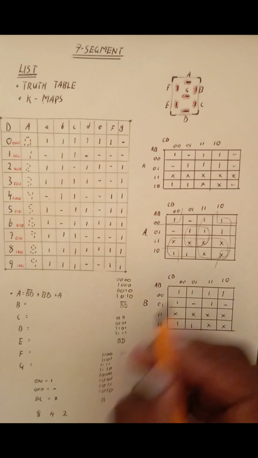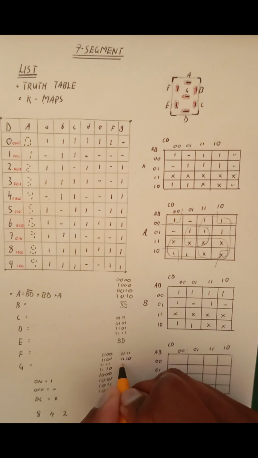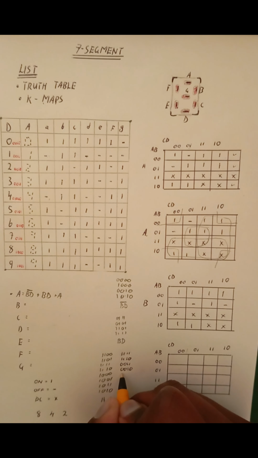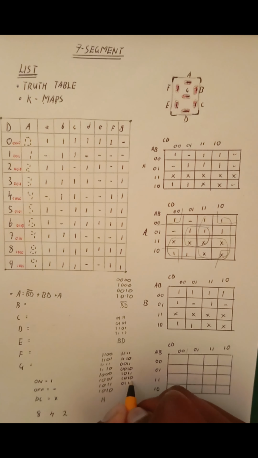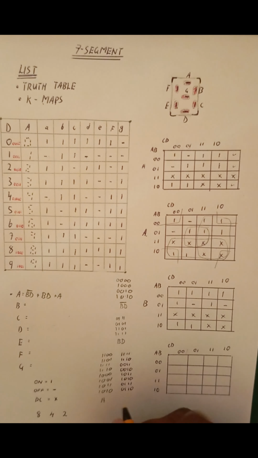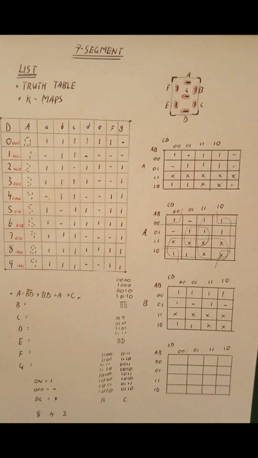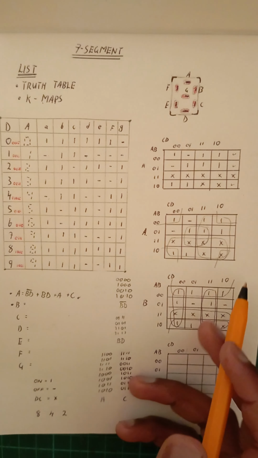I'm going to use a pen on this one. It's going to be 1, 1, 1, 1, 1, 1, 1, 0. Then 0, 0, 1, 1, 0, 0, 1, 0. Then 1, 0, 1, 1, 1, 0, 1, 0. Then 0, 1, 1, 1, 0, 1, 1, 0. So A changes, B changes, C doesn't change. So we have A plus C. This is the equation of A. This is how B would turn out if you mapped it.